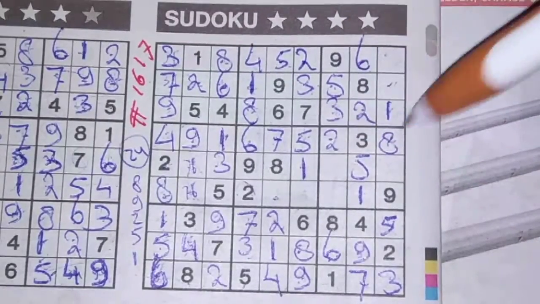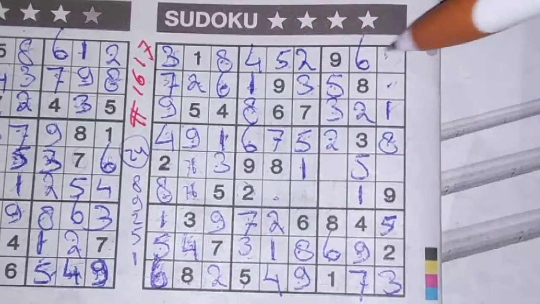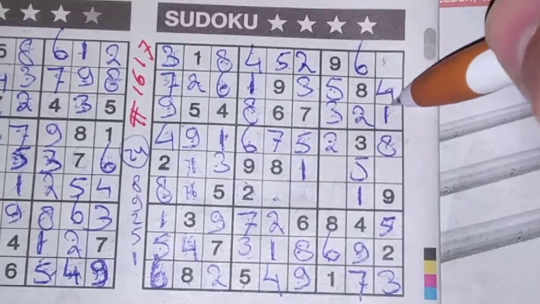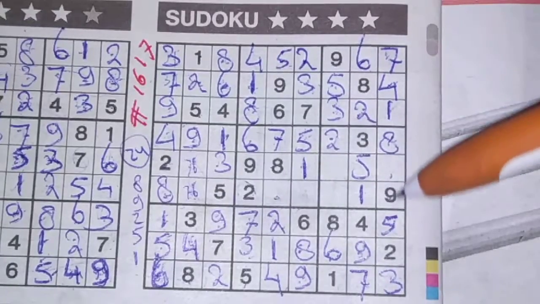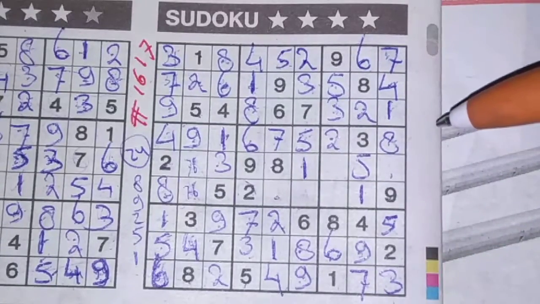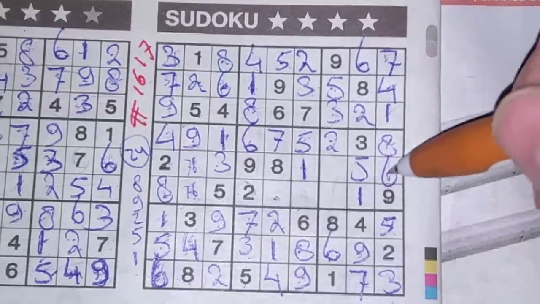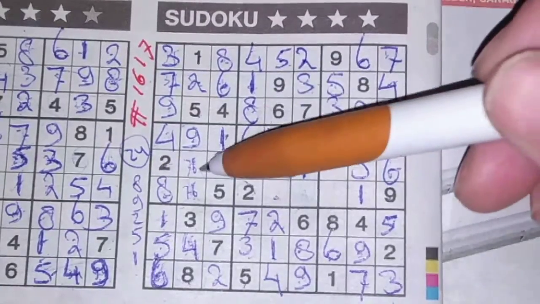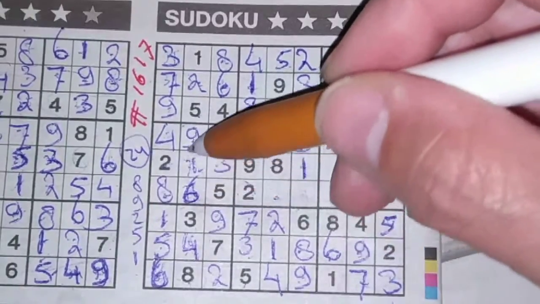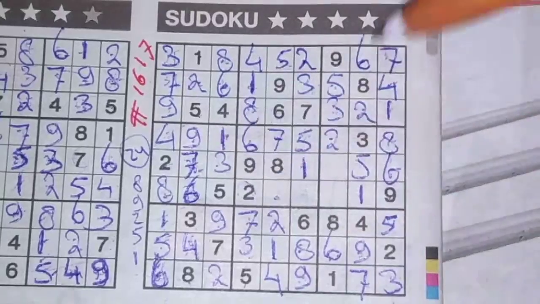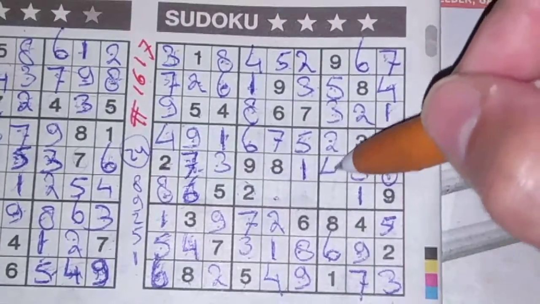Two numbers left in this big square for the numbers 4 and 7. We see here 4, no 4 there. 4 should be here, and a 7 goes there. One number left in this column for the number 6, I believe. Yes, now we have a 6 here, so this cannot be a 6 anymore. This should be the 6. And this should be a 7. One number left in this middle row for the number 4.